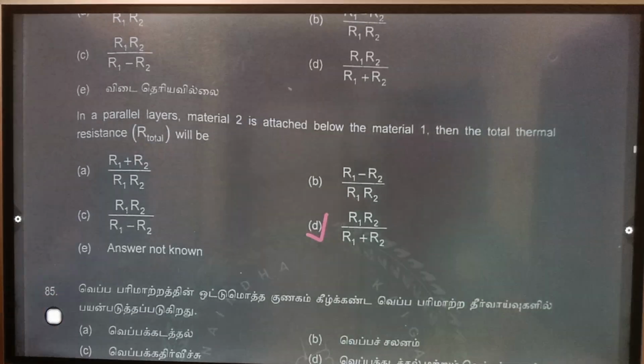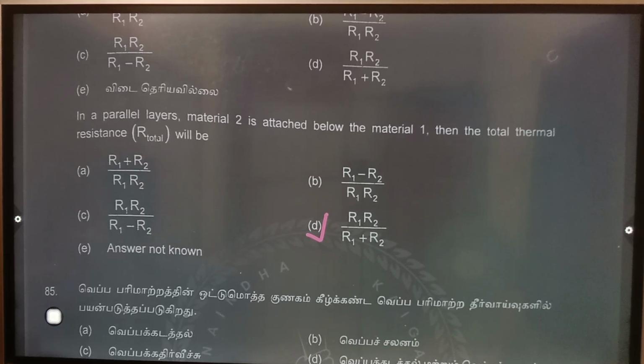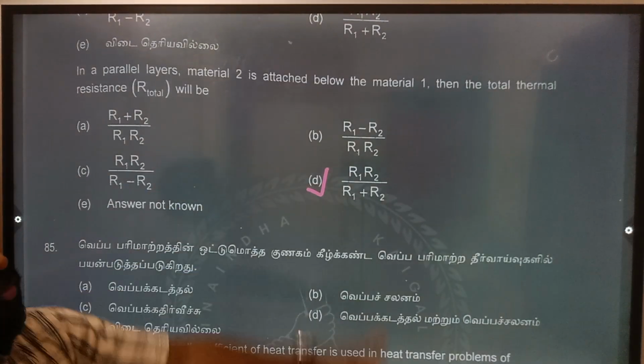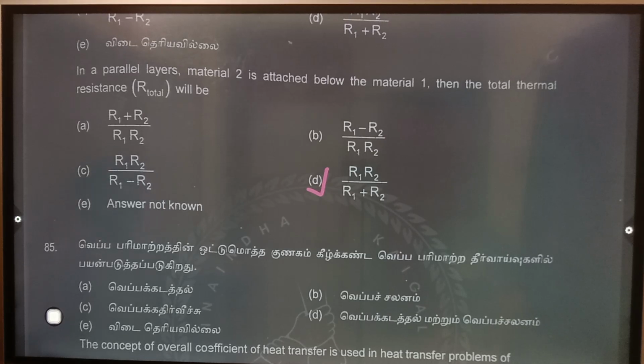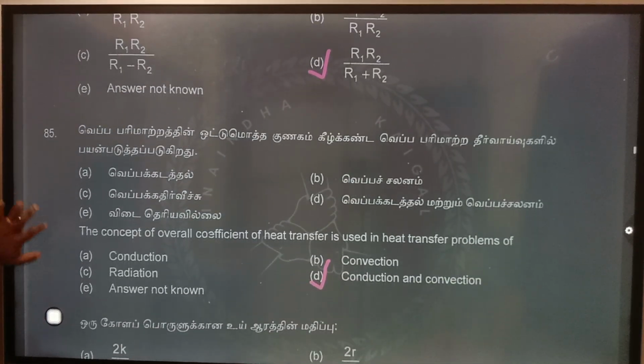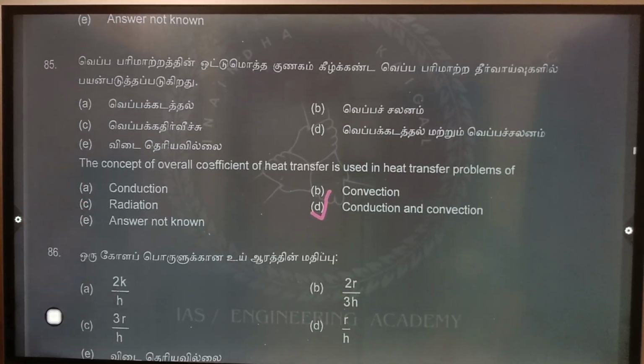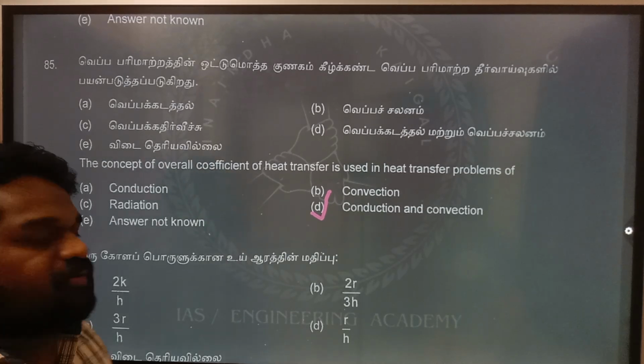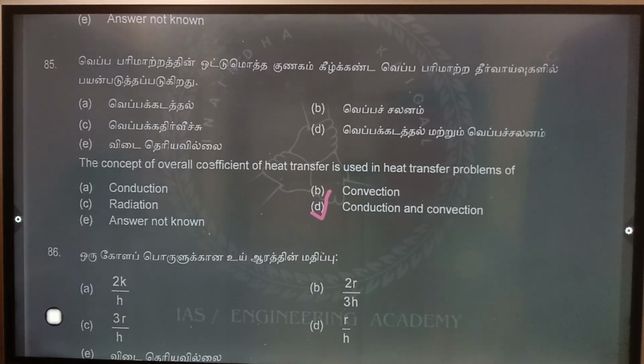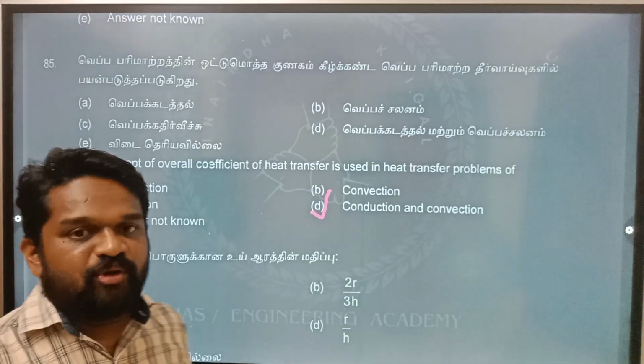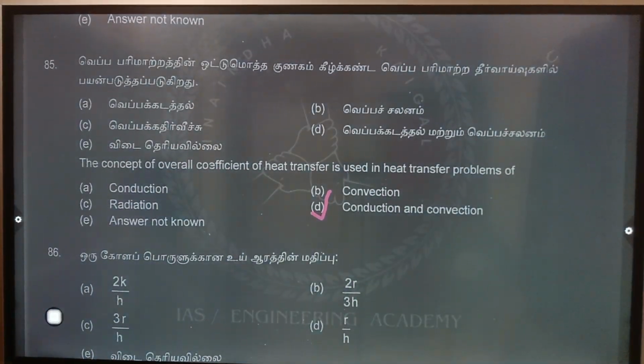Next 84. In parallel layers, material 2 is attached below the material 1. They asked for total thermal resistance. Answer is R1 R2 by R1 plus R2. Okay. Then 85. The concept of overall coefficient of heat transfer is used in heat transfer problems of conduction and convection. Only in those two will the overall heat transfer coefficient be a term.